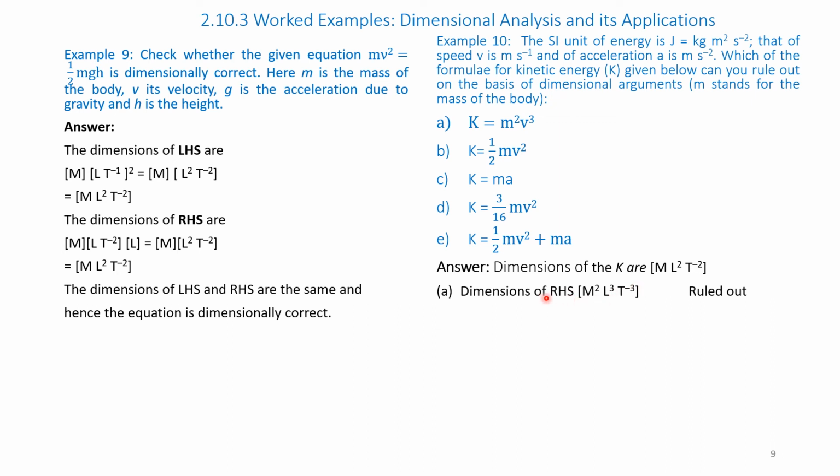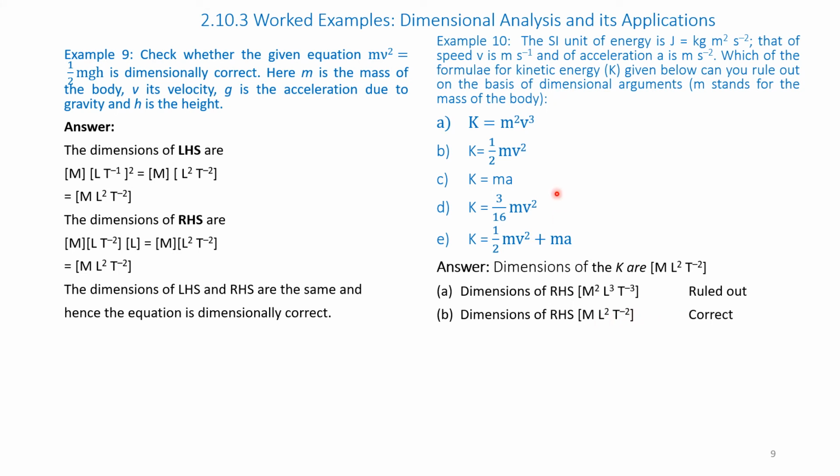For A, dimensions of K are M L square T to the power of minus 2. So, dimensions of the right hand side for A: the right hand side is M square, L T to the power minus 1, so L cube is this one. So it is ruled out. So the left hand side is not equal to the right hand side.